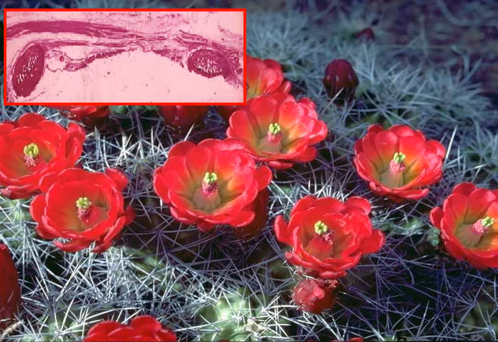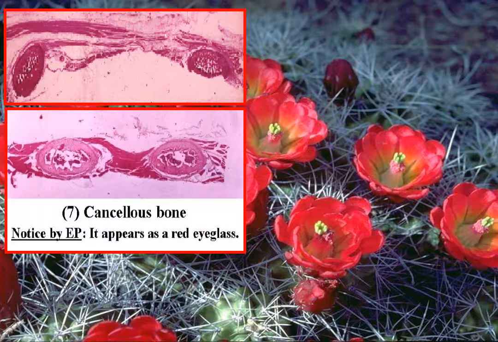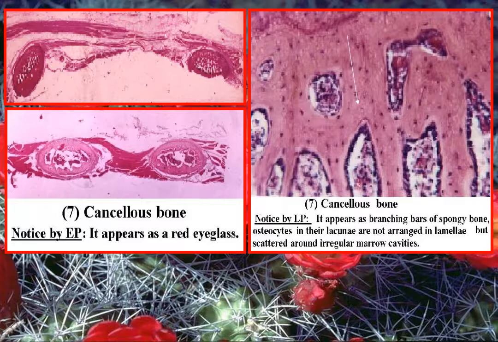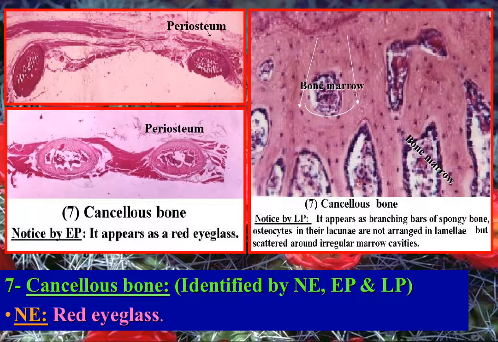Transverse section of decalcified spongy bone, cancellous bone. It appears as a red eye glass. It consists of branching and anastomosing bony trabeculae, including irregular marrow cavities. It is similar to compact bone, covered from outside by vascular periosteum, and endosteum lines the multiple marrow cavities.